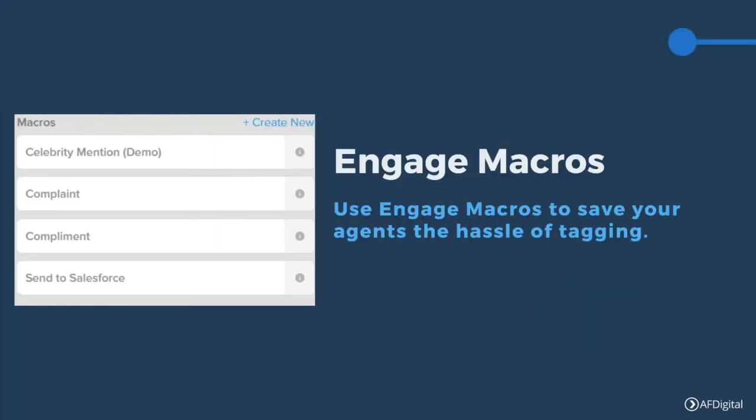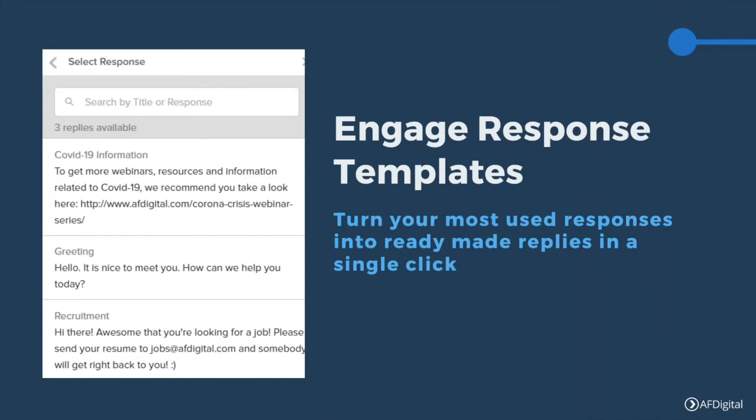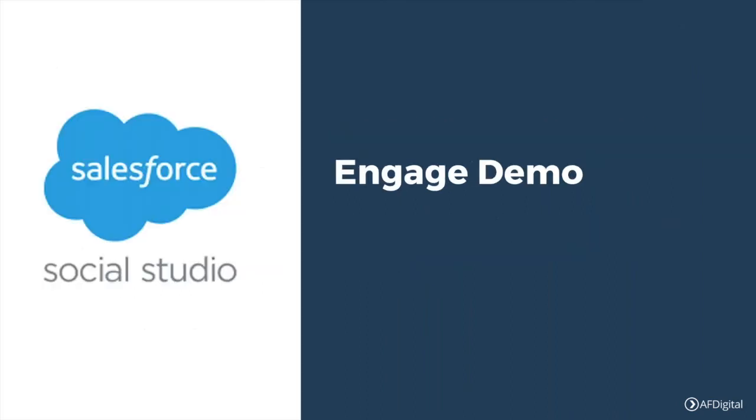And Engage macros, much like Publish macros, you can also do in Engage. Save the agents the hassle of tagging. Engage response templates allow your most used responses to be applied in a single click. So these are ready-made replies. Think of it as kind of like scripts that on a single click you can actually send out to whichever post you're responding to. So going over to the Engage demo.